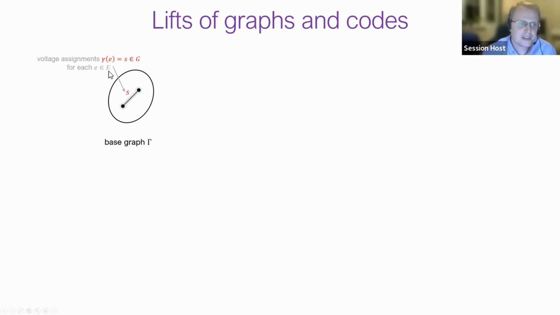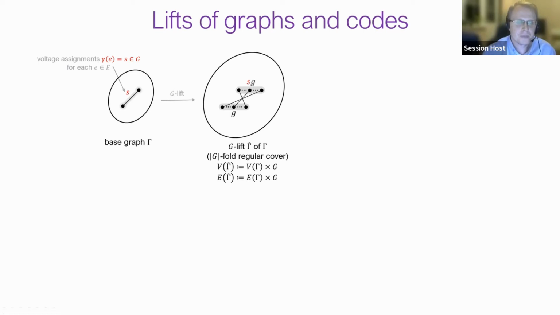In different communities it is called by different names, but the historic name for this is a voltage assignment. And after we do this, we can obtain what is called a G-lift. A G-lift is just a larger graph, which is obtained from this small graph. It is obtained in the following way.